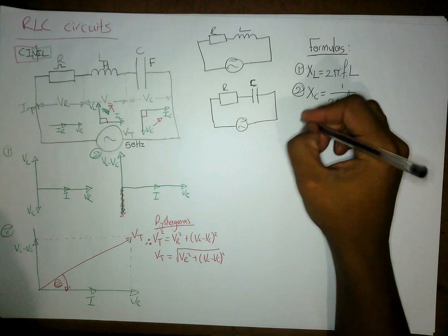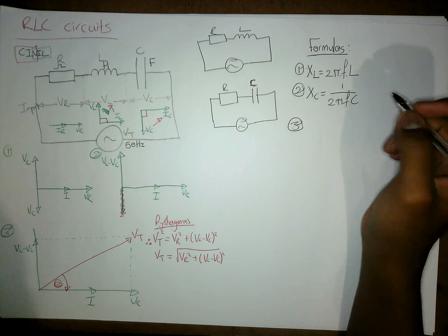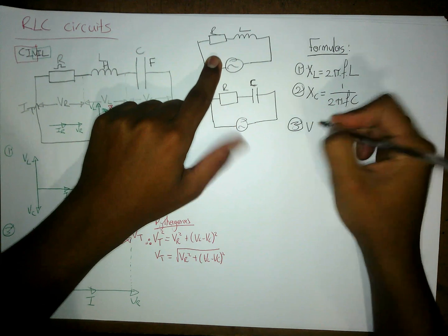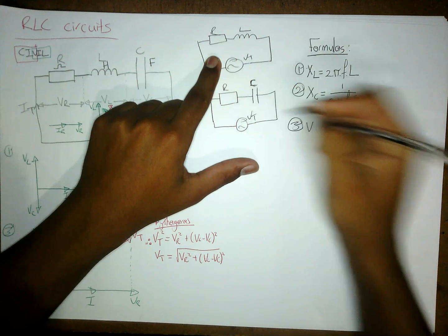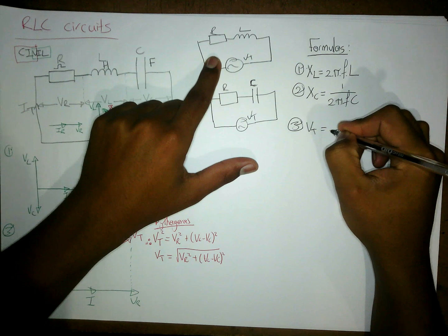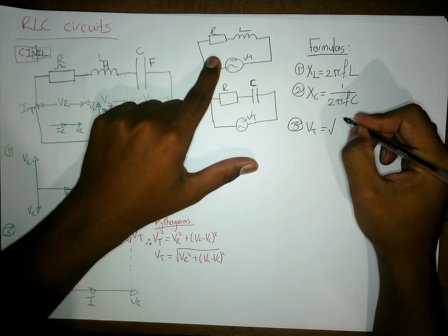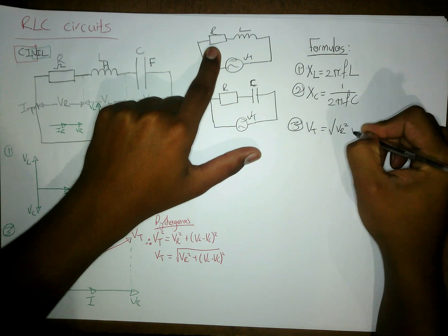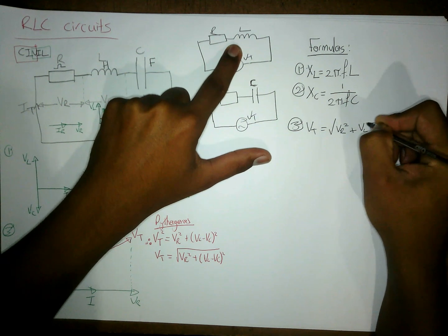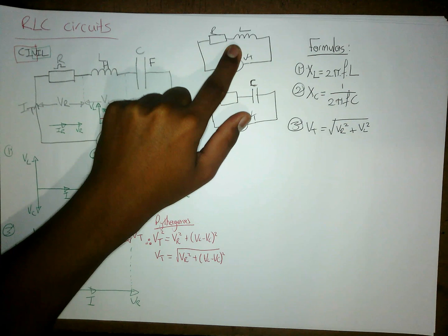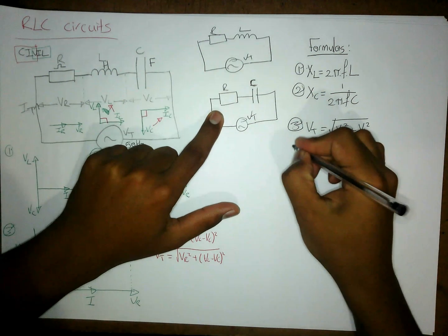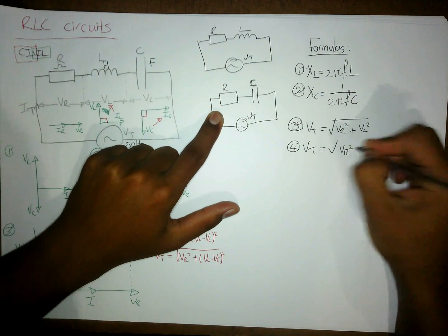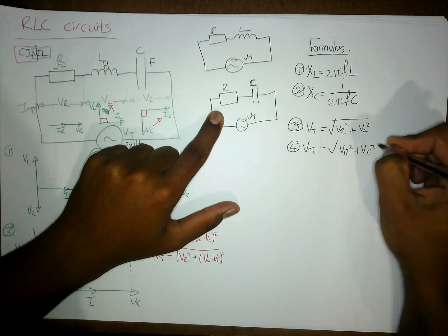Then for the voltage of this one here, we're going to have V total, right? V total equals, again, we're going to use Pythagoras: the voltage drop of VR squared plus the voltage drop of VL squared. Pythagoras is right. For number 4, our V total is going to be VR squared plus VC squared.